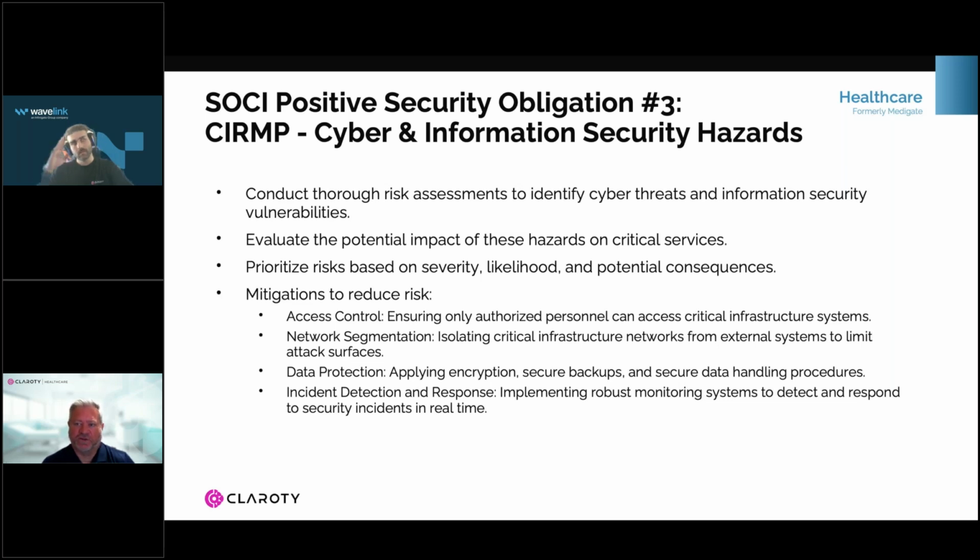So have you ensured there's access control? Do you have the right network segmentation in place? Do you have data protection around encryption and backup and those things? And do you have a good incident response program in place? Do you have good monitoring systems? Can you respond to those at the same time? Now, this is a lot of work from a SOCI standpoint.